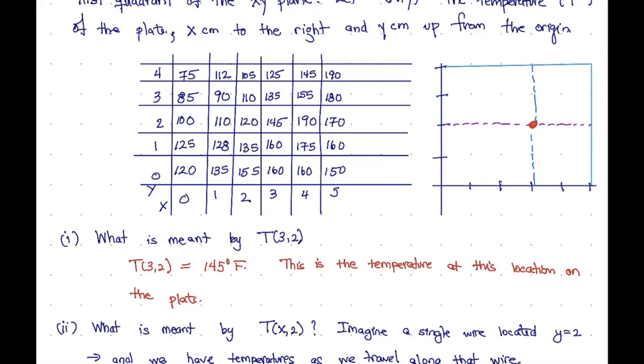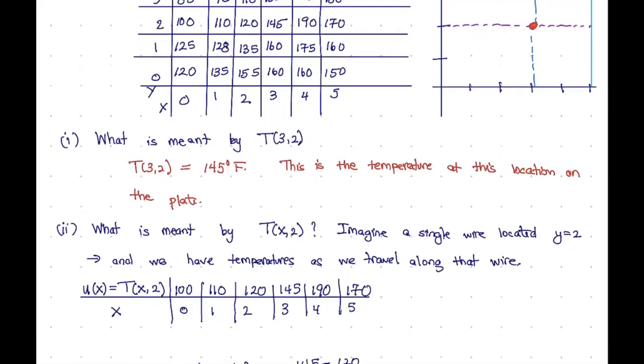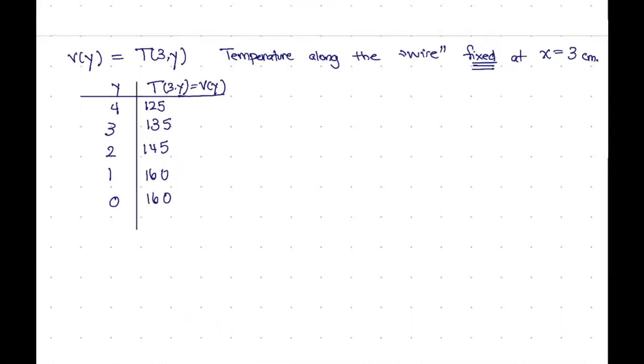So we could talk about v prime of 2. We could also do forward and backward difference as well. We could do v of 3 minus v of 2 all over 3 minus 2, which is an interesting value because v of 3 is 135 and v of 2 is 145. So unlike the previous examples, we end up with a negative rate of change, which means that at 3, when we move in the y direction, the temperature is getting less.